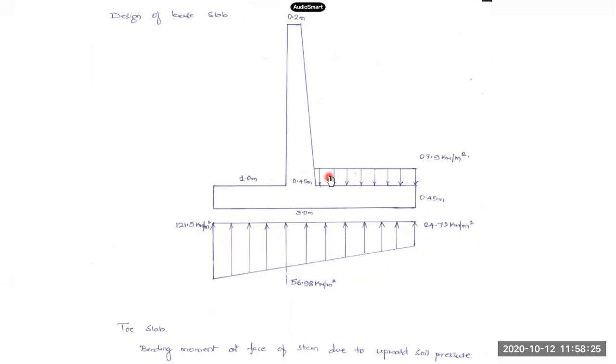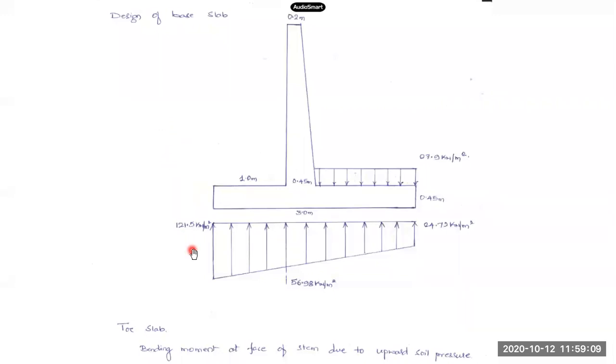What is shown here is the pressure that is coming on the heel slab. How do you find this pressure? It is the density of the backfill multiplied by the height of the backfill. That will tell me the pressure distribution from the backfill. And this pressure distribution we have already got: Q max and Q minimum, 121.5 and 24.72 kilonewton per meter square. That is the pressure distribution on the bottom face of the base slab.